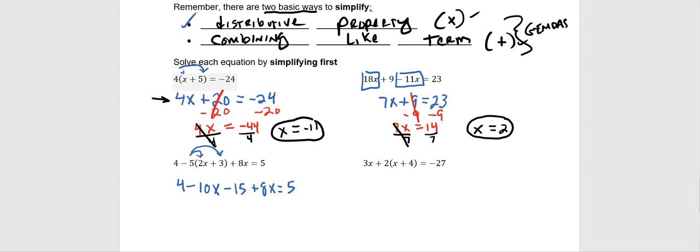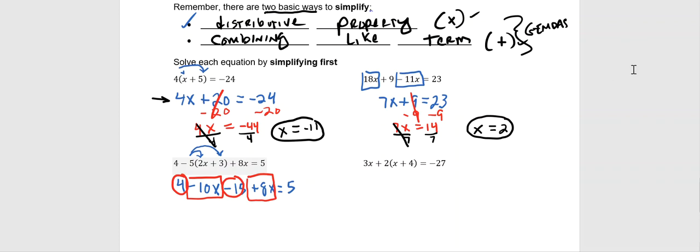And now I'll check to see if I can combine like terms. Now I should be able to recognize that I can combine like terms. So I like to combine my variable terms first. So I'm going to put a box around my 10x and a box around my 8x. And then I'm going to put circles around my positive 4 and around my negative 15. Whoops. And then I'm going to combine.